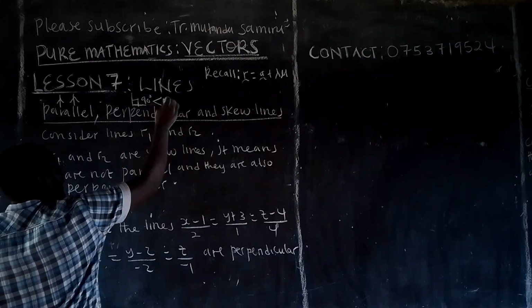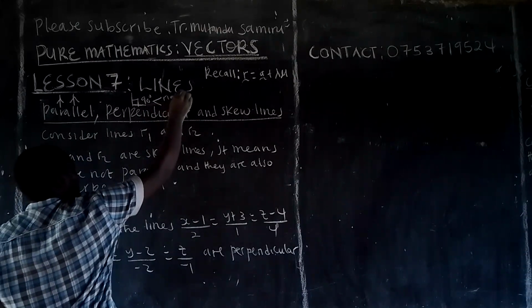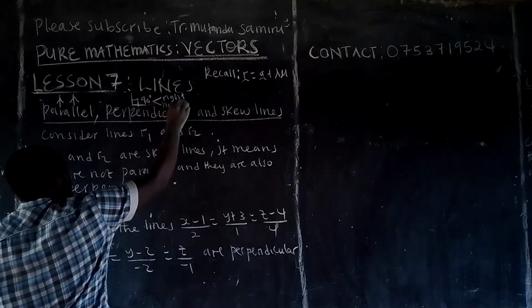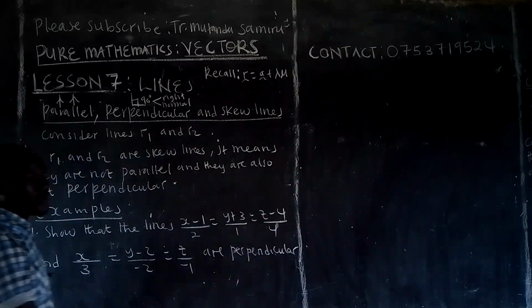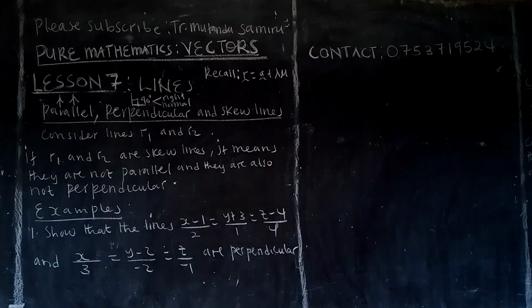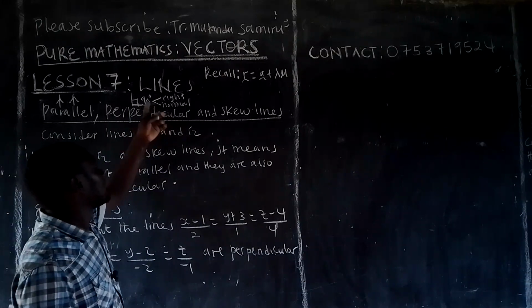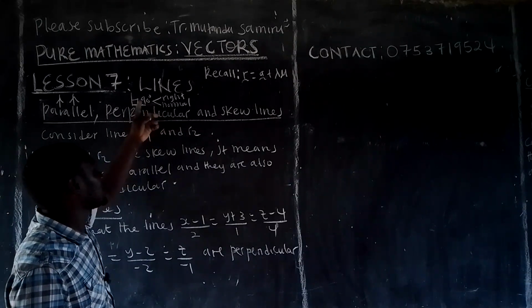Sometimes they don't use the word perpendicular, they can use the word right. The lines which are at right angles, or the lines which are normal. Instead of the word perpendicular, you can use the word normal in the vector language. So we have parallel lines which do not meet. Then you have perpendicular, which are 90 degrees.